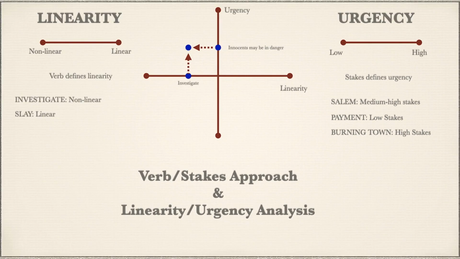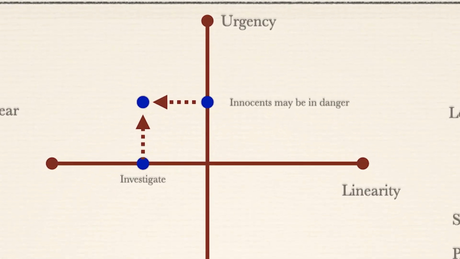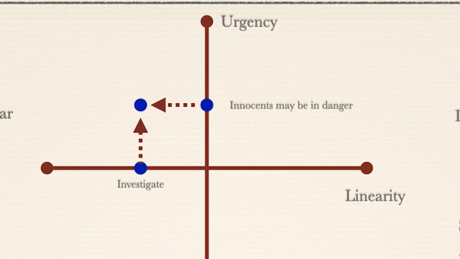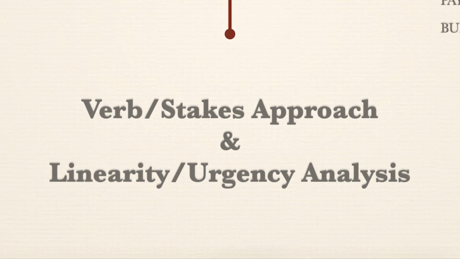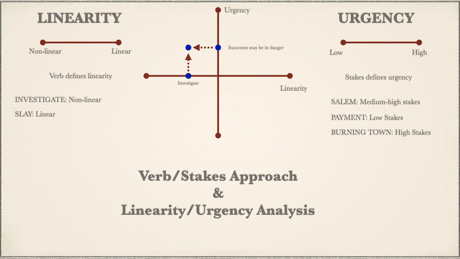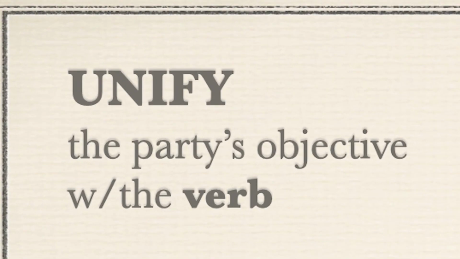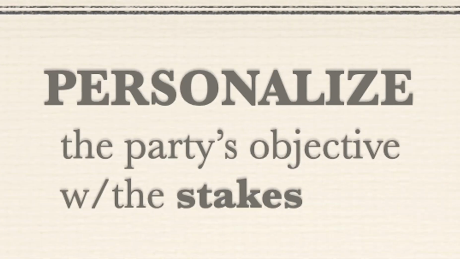After figuring out where on each of these spectrums our verbs and stakes can be found, we can chart the relationship between the linearity of the verb and the urgency of the stakes to figure out how we expect the players to respond to our hook statements. So in any given adventure, we can use this verb stakes approach with its linearity and urgency analysis to examine our hooks. One of the benefits to the verb stakes analysis is how it allows the DM to unify the party under one banner, the verb, while being able to personalize the stakes to each individual party member.